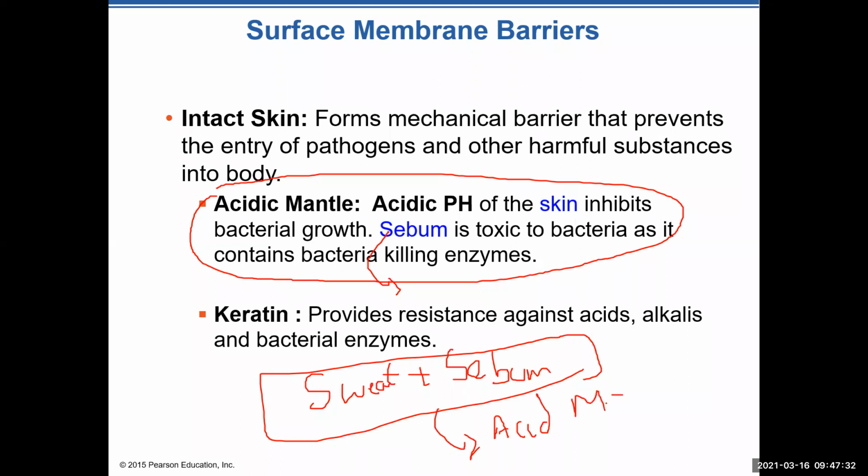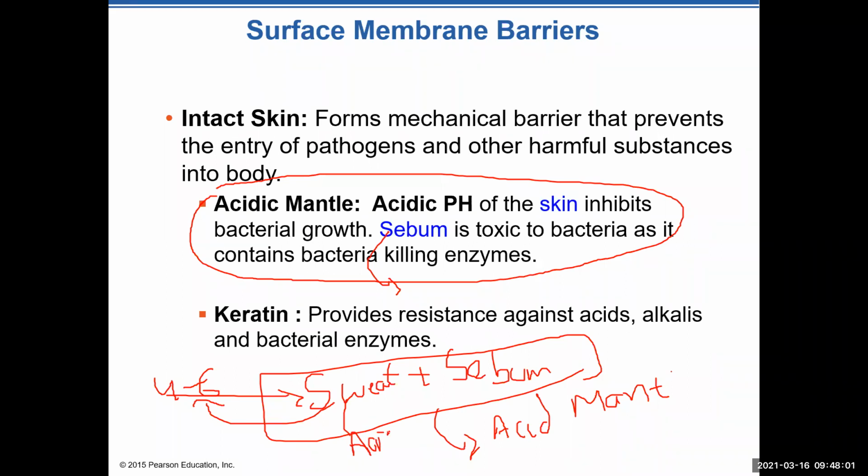Why acid mantle? If you remember in chapter number 4, sweat is a watery fluid produced by the sweat glands, and we said that its pH is somewhat acidic, not very acidic, slightly acidic, like 4 to 6. So it's slightly acidic. So sweat being acidic creates an acidic environment, okay?